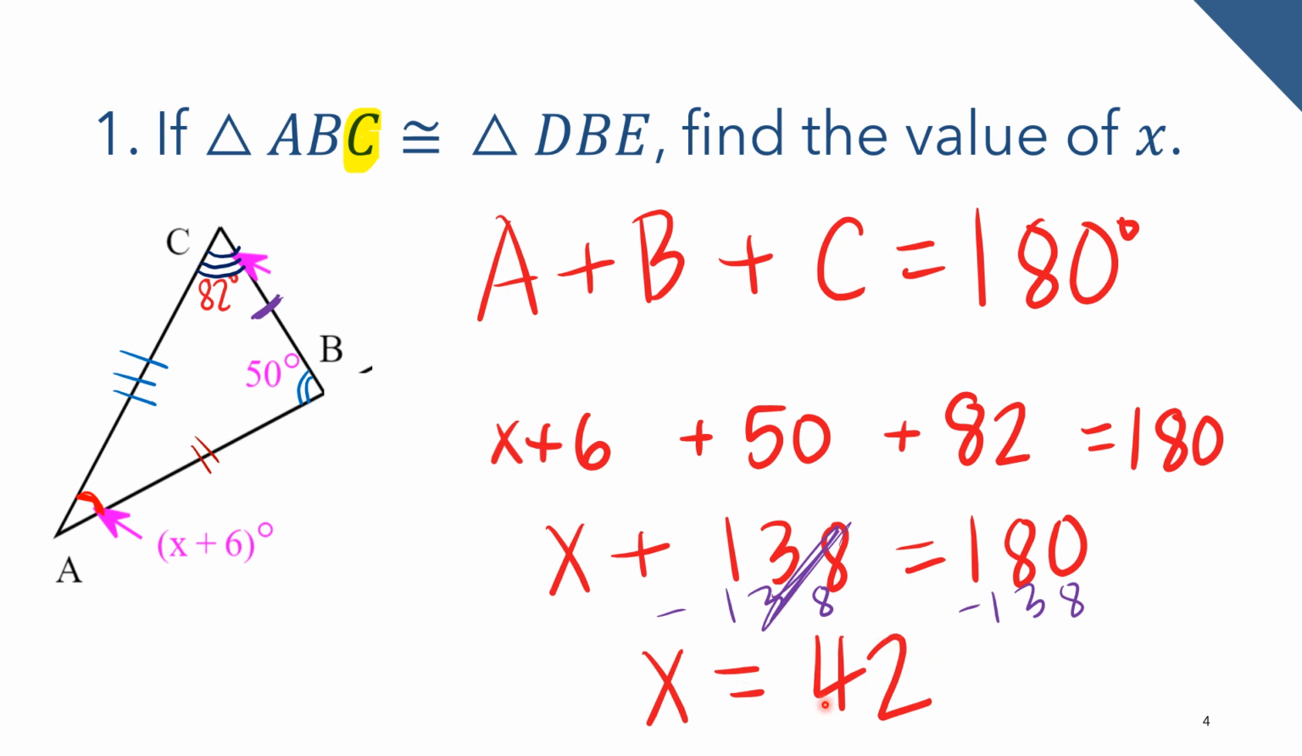Now, 42, that's not the value of the angle, is it? That's not the value of angle A, but that's not what they asked for. They asked for what's the value of x. So that's our answer. But what if they asked you to find angle A? What if they said, what is the value of angle A? Well, then you would plug in that number, right? You would take 42 and plug it in over here. You would say, okay, angle A is equal to 42 plus 6 degrees. What's 42 plus 6?